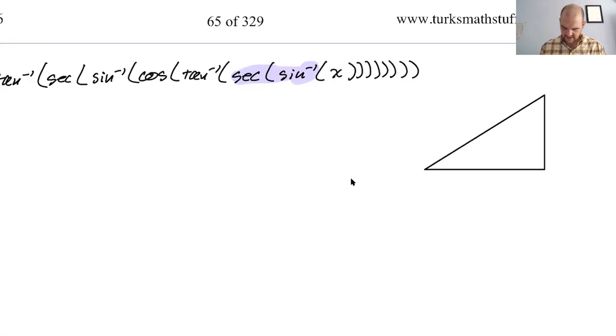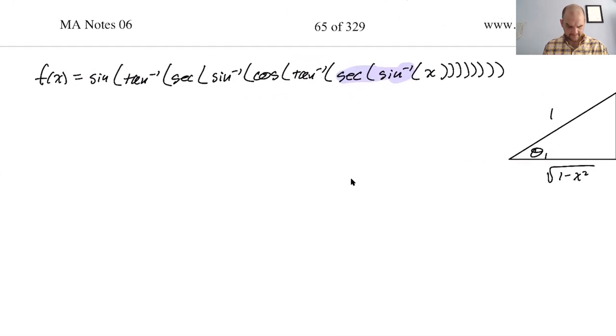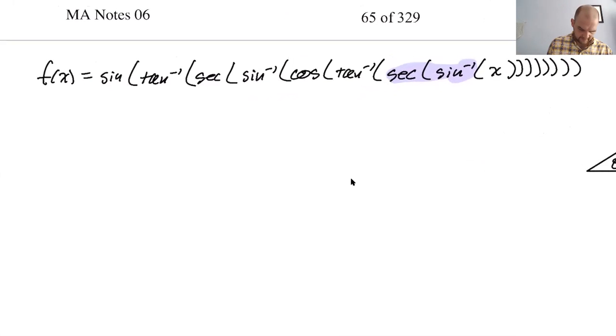All right, so sine is x. So x over 1, and the other side is radical 1 minus x squared. That's theta. So I need to find secant. Secant is 1 over cosine. Cosine is radical 1 minus x squared over 1. So secant is 1 over radical 1 minus x squared. So right now, I'm going to be doing the sine of the tan inverse. I should just copy this.